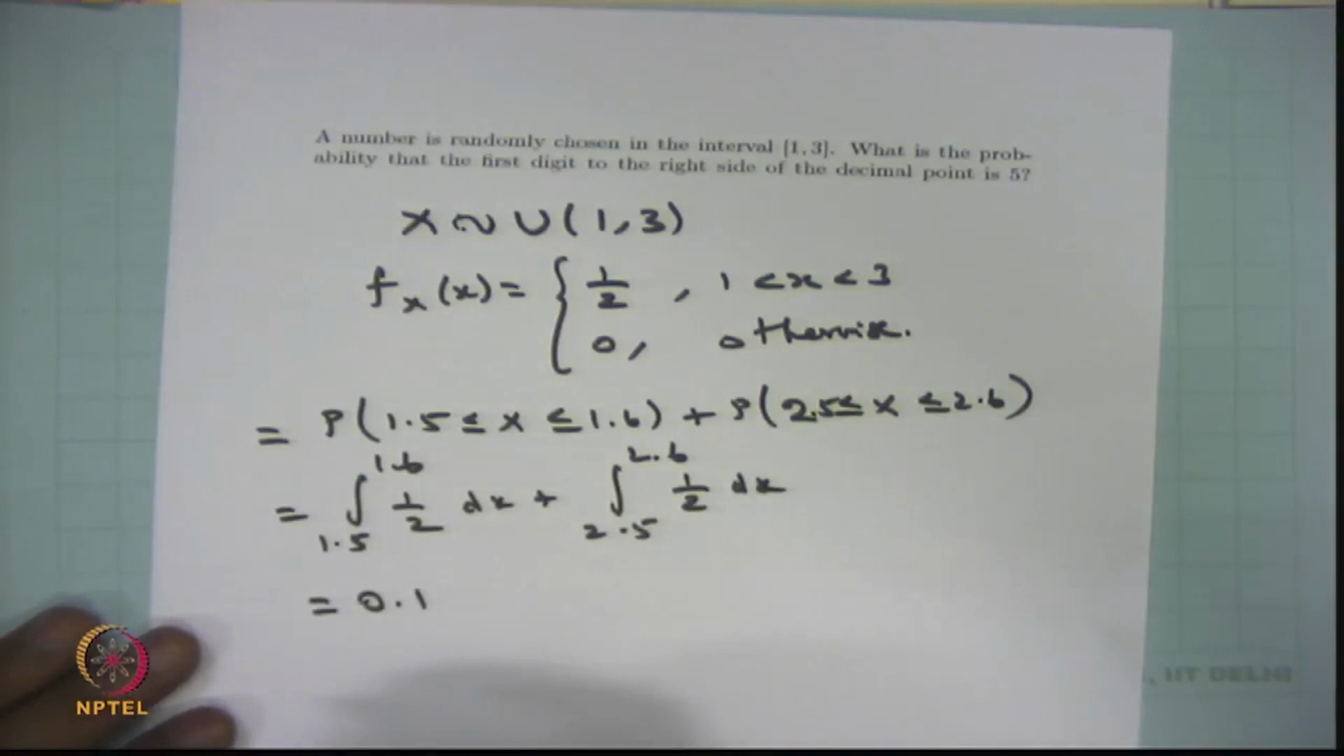That means the probability that the first digit to the right side of the decimal point is 5 is 0.1. The probability can always be represented in the form of proportion also, so we can go for proportion or percentage. That means there is a 10% chance that the first digit to the right of the decimal point is 5. Like this we can create many more problems with this setup. We will move into the second problem.